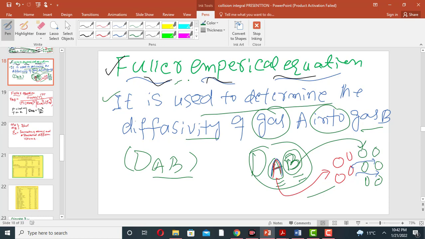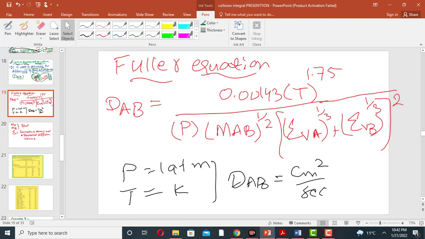Now the Fuller equation is this one. The diffusivity of gas A through gas B is equal to 0.00143 into temperature to the power 1.75, divided by P into M_AB to the power 1/2, into the summation of V_A to the power 1/3 plus the summation of V_B to the power 1/3, and the whole to the power 2. So this is the Fuller equation.